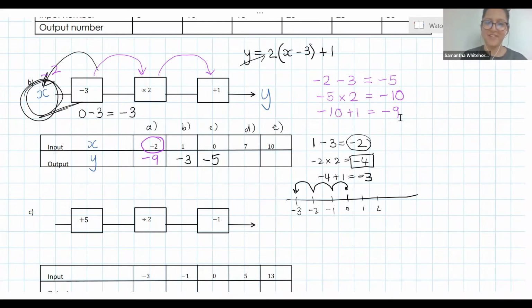Ma'am, so D will be 9. Good. Walk us through it. Okay, ma'am. So what I did is I said 7 minus 3 is 4, times 2 is 8, plus 1 is 9. Perfect. So our output there is 9. Thank you, Emmanuel. Well done.